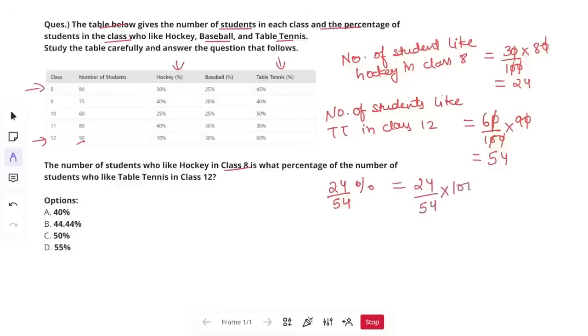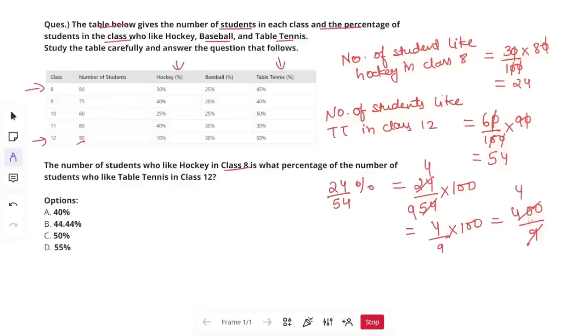54 into 100, simple. Now what we will do, we will just try to cut it off. So we will cut with 6: 6 4s are 24, 6 9s are 54. So 4 by 9 into 100, right? So if you divide it further, it will be 400 divided by 9.